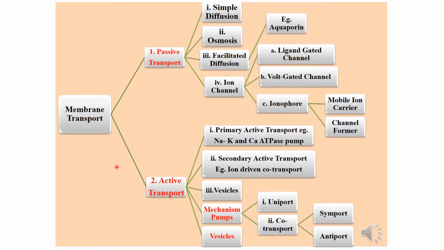Now the second part, the active transport, is of three types chiefly, that is primary active transport, secondary active transport, and the vesicles. The mechanism of action of the active transport is by pumps and vesicles, and it is of two types, that is uniport and co-transport. Co-transport is again of two types, symport and antiport.